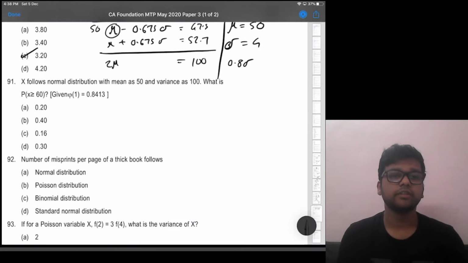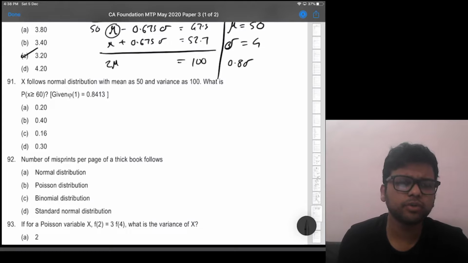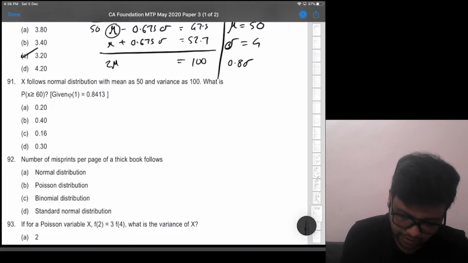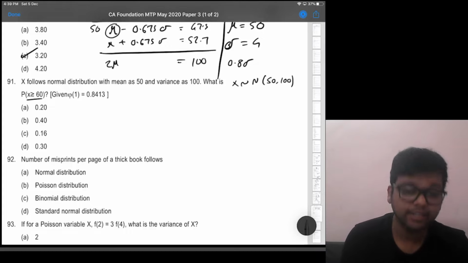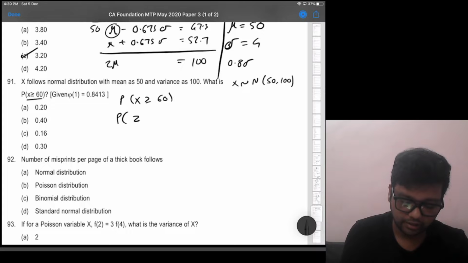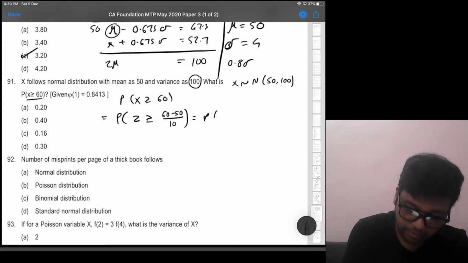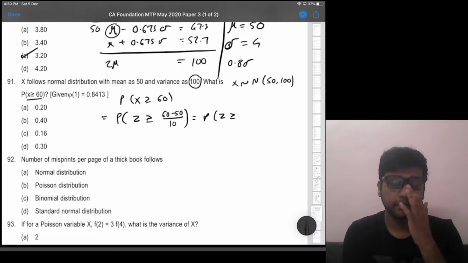Next, 91. X follows a normal distribution with mean 50 and variance 100. That is, X follows a normal distribution with 50, 100. What is the probability of X greater than or equal to 60? Let's convert it to standard normal first. So this means the probability that Z is greater than or equal to (60 minus 50) by the standard deviation, which is 10. That means the probability that Z is greater than or equal to 10 by 10, that is 1.